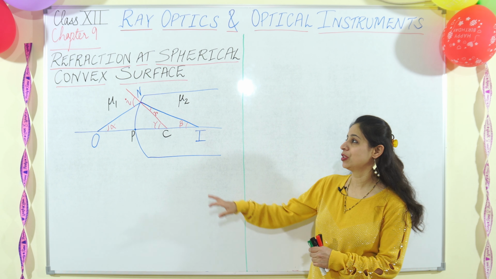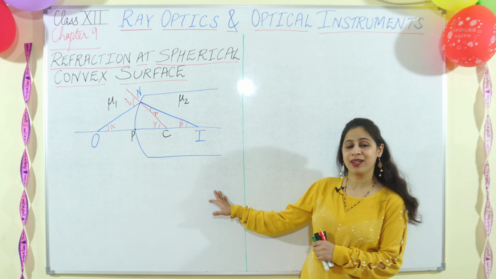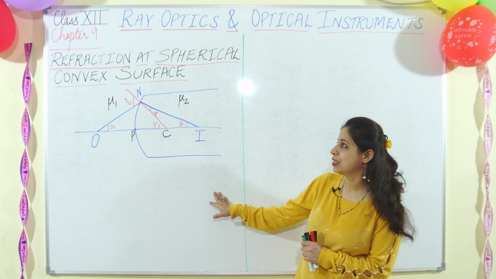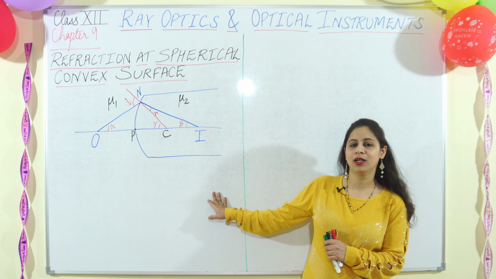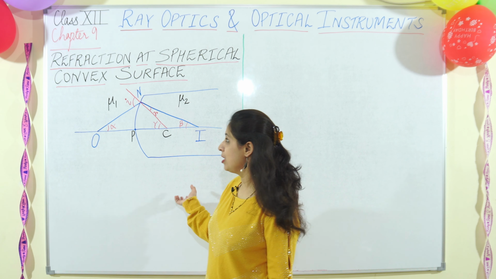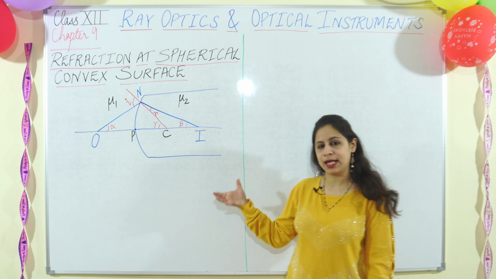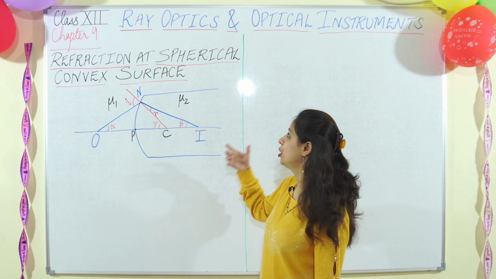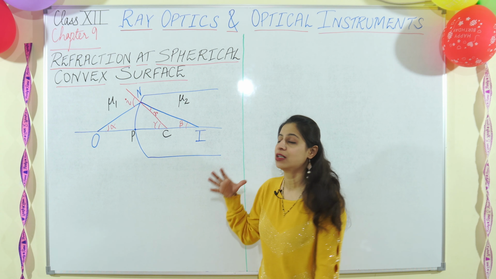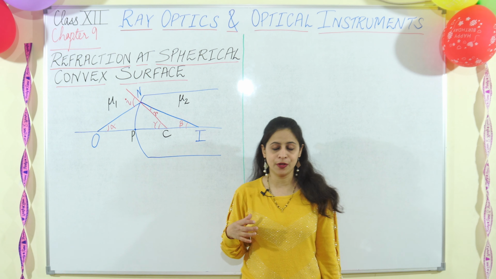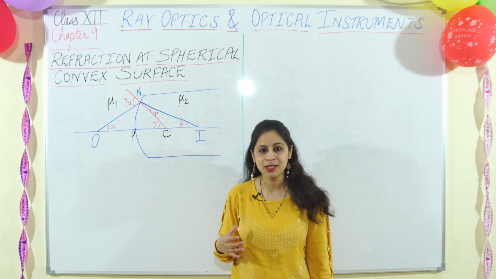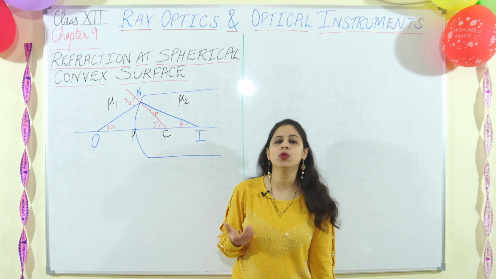Okay, so let us start with the topic refraction at spherical convex surface of class 12, chapter 9, Ray Optics and Optical Instruments. So we are going to study in this session about the refraction at spherical convex surface. We already know what is refraction. Refraction is the phenomenon of bending of light when it travels from one medium to another medium.